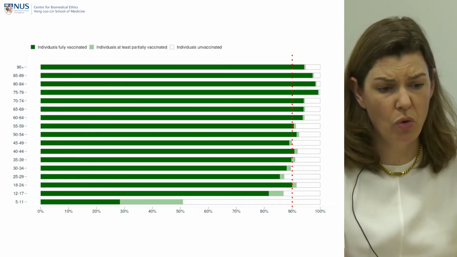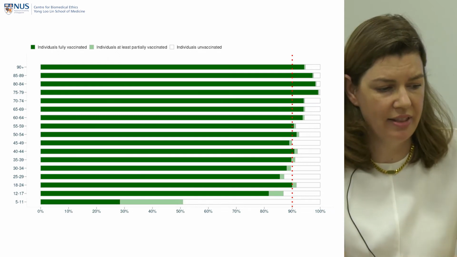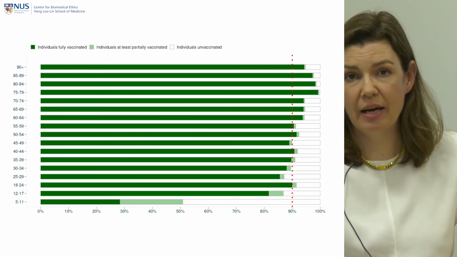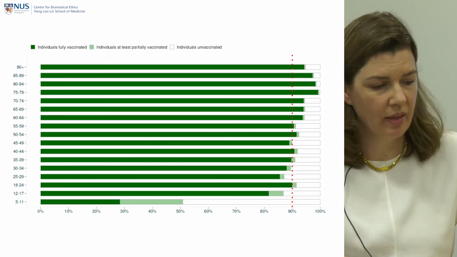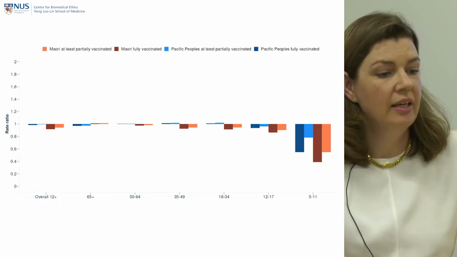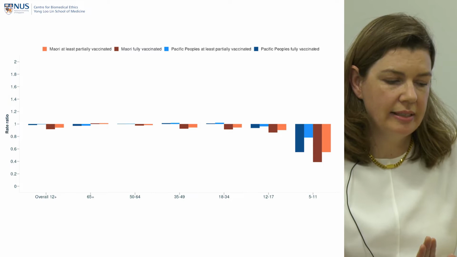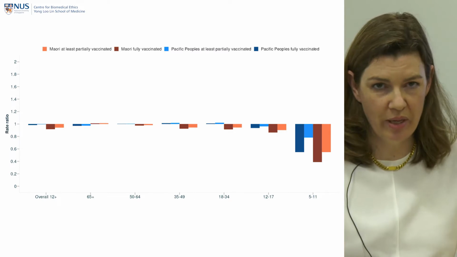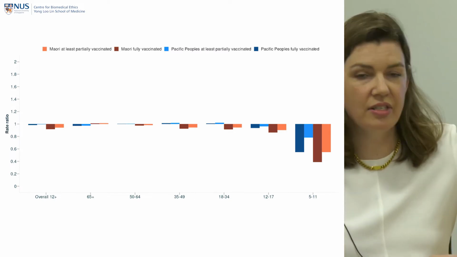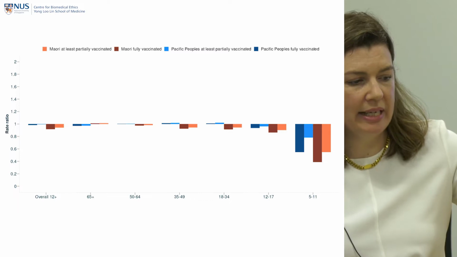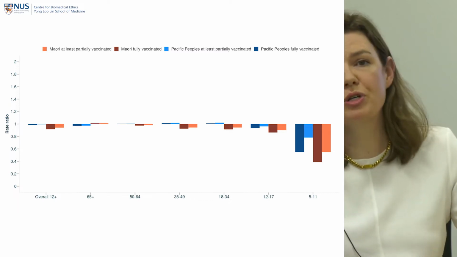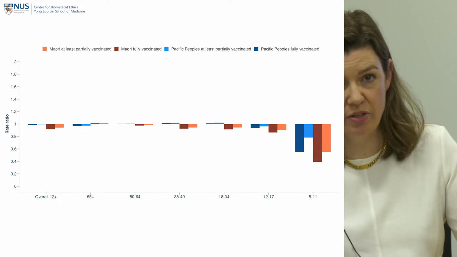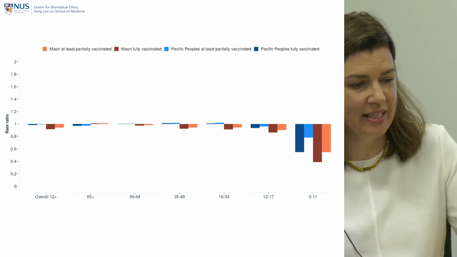New Zealand vaccination rates overall were really high. It was only really the 5 to 11s where we didn't have really high vaccination rates. This is looking at comparisons for Māori and Pacific relative to the European or Pākehā population in New Zealand. This is a rate ratio. If it was completely even at 1, it would mean there was no disparity between the vaccination rates for Māori and Pacific people and for non-Māori and Pacific New Zealanders.